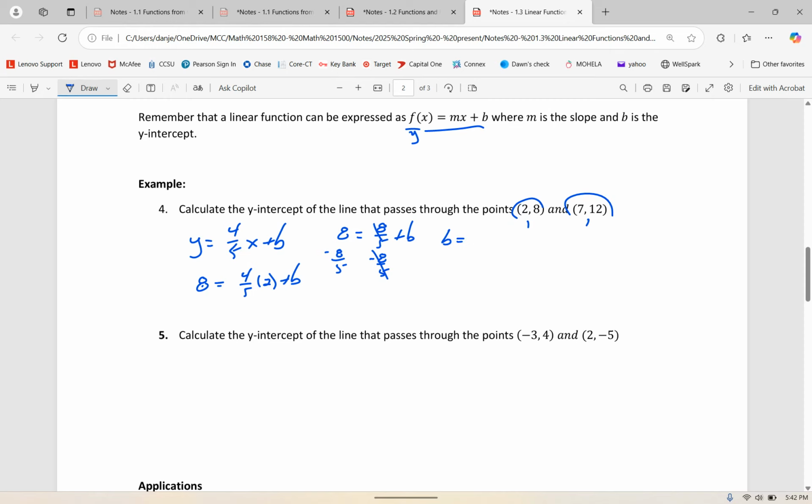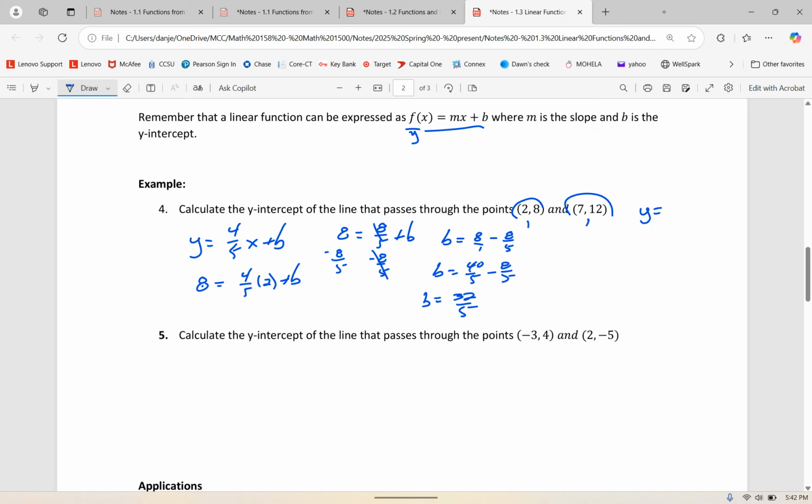B will equal 8 minus 8/5. Remember to subtract, we need that common denominator. So I have 40/5 minus 8/5 is 32/5. Now my b value is 32/5.